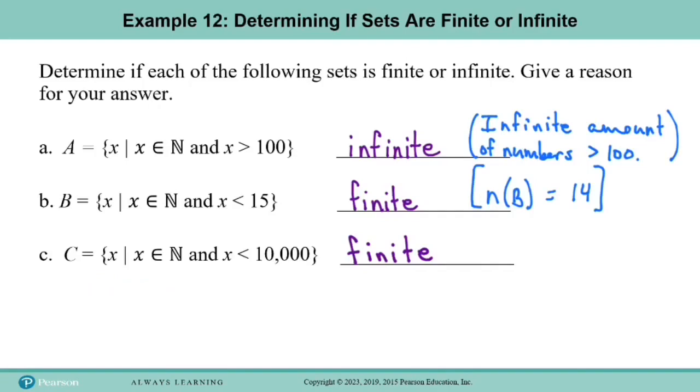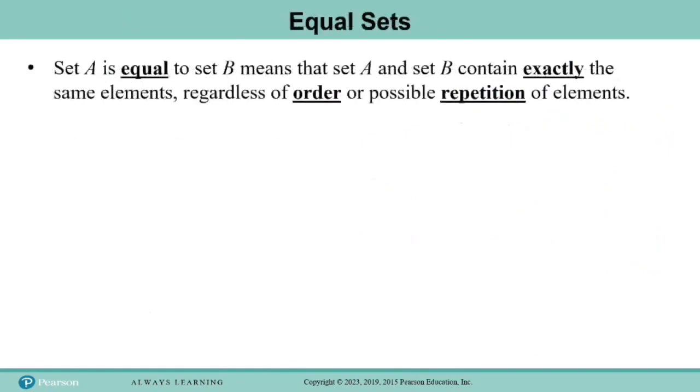In fact, it would have 9,999 elements, because we want to include all the numbers between 1 and 9,999, and then we just would not include the 10,000. So although that is a very large amount of elements, it is a finite amount of elements. And so the set is finite, and we'll say that the reason is that the cardinality of the set is 9,999.